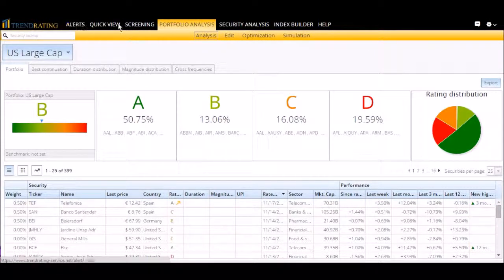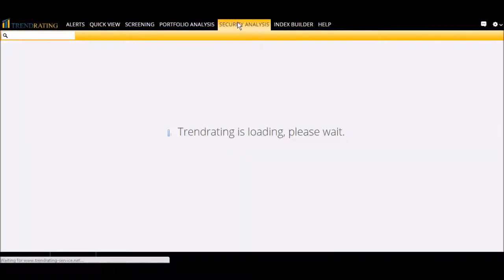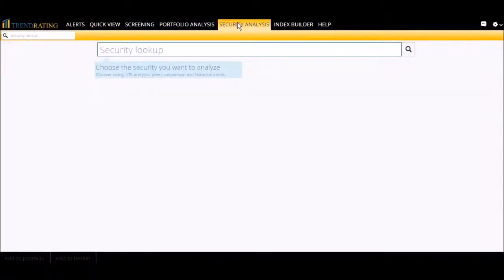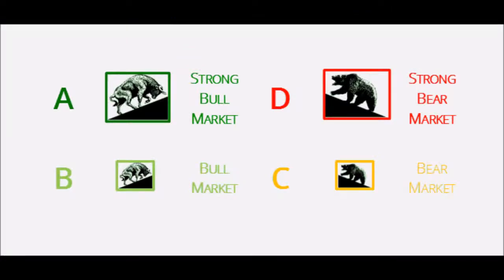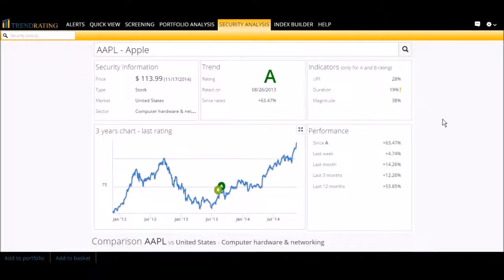I'm going to start with security analysis, which is designed to analyze individual securities according to our momentum system. We rate momentum according to a very simple set of grades: A, B, C, and D. A stands for a very strong bull market, B is the beginning of a bull trend, C is the inception of a bear phase, and D is a strong bear trend.